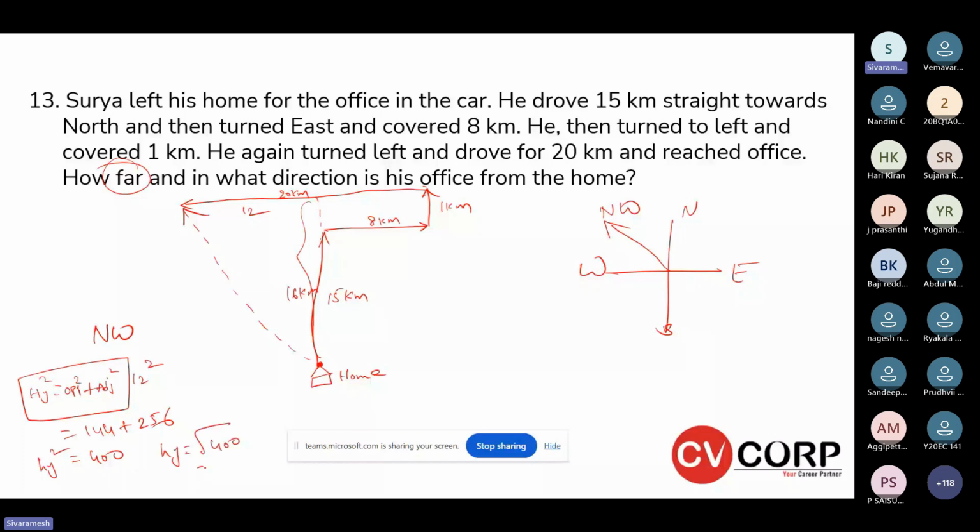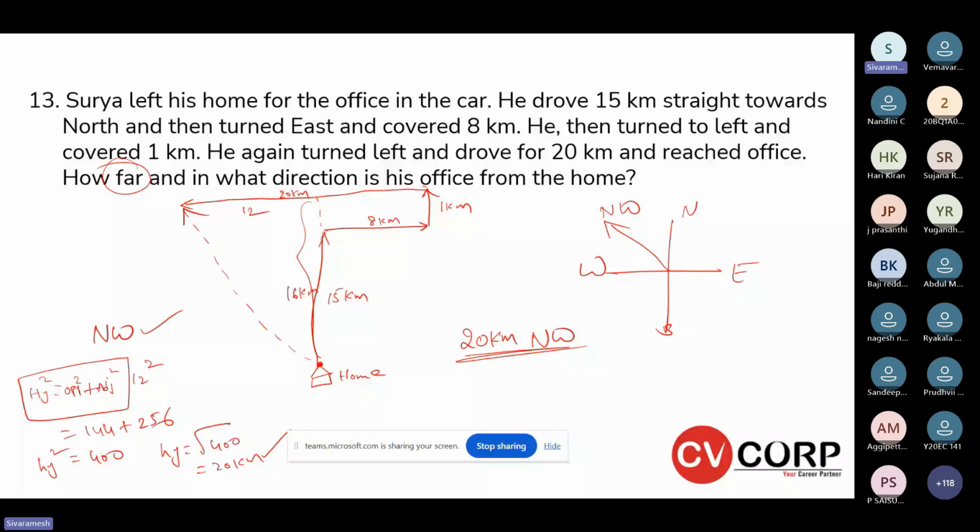So finally we got the distance and also the direction. The final answer is 20 kilometers northwest. So how far and in which direction is 20 kilometers northwest. Hope you all are clear with this. Let's go with the next one.